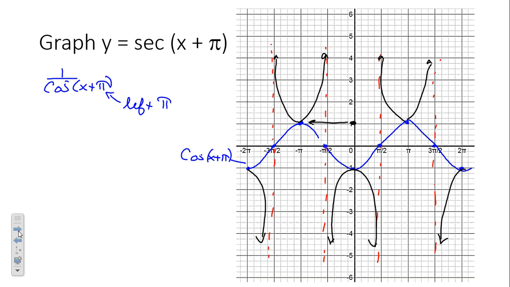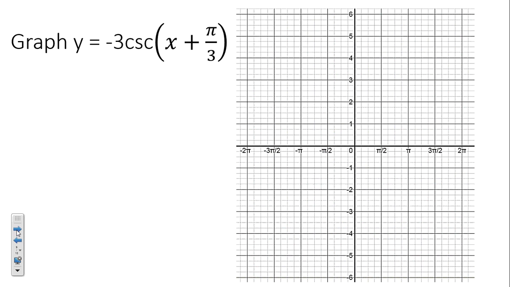X plus pi, did I do this wrong? X plus pi, we're moving it 90 degrees to the left. So we would normally start high and go down. Yep. All right, last one. I want to introduce this to you. I promise you won't have to do one this complex on your test, but I want you to practice it.